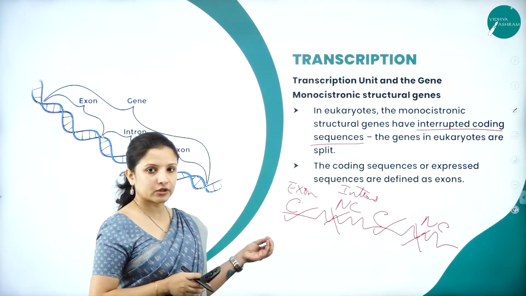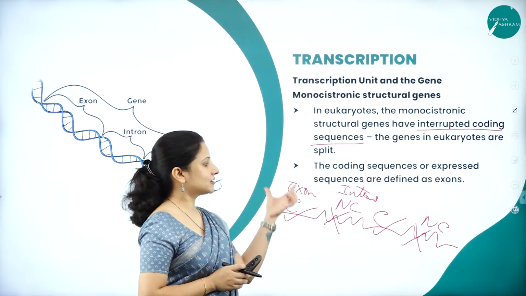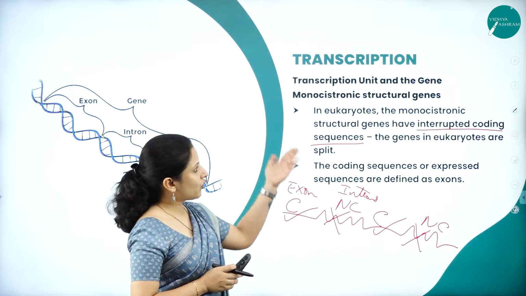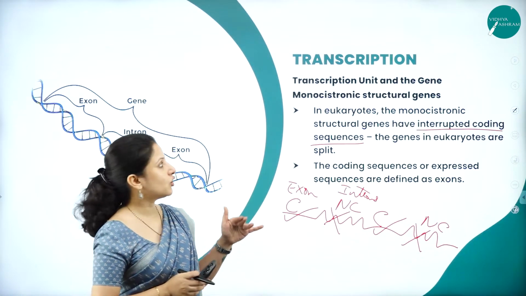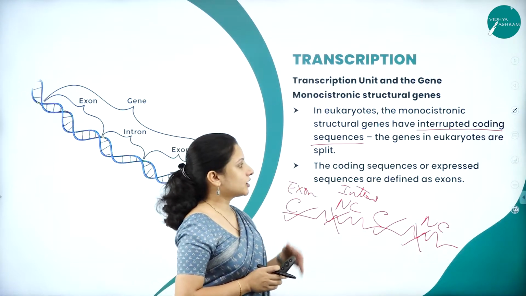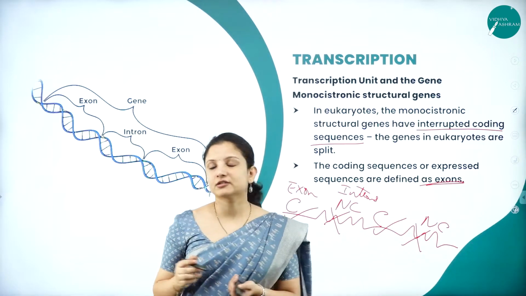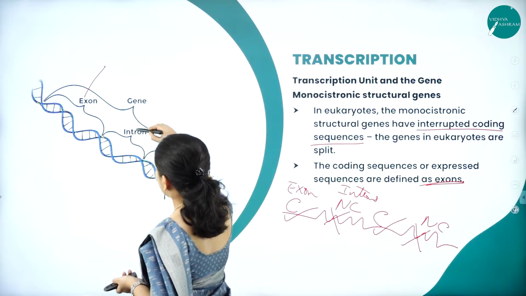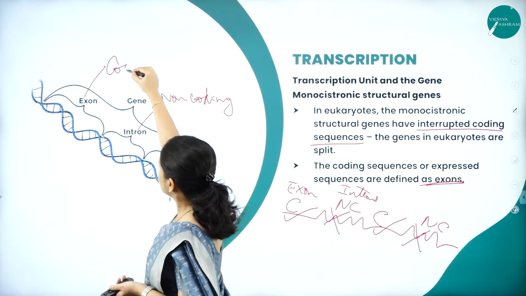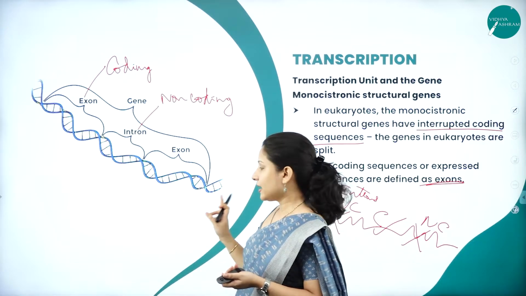Because in eukaryotes, the mRNA strand that is formed will have both the coding sequences and the non-coding sequences when it is a nascent mRNA or immature mRNA. Therefore, it is said that the structural genes in the case of eukaryotes are monocistronic in nature. So the coding sequences are expressed as exons. As you can see here, these are the exons, introns, non-coding, exons, coding. So that is how the eukaryotic DNA strand will look.